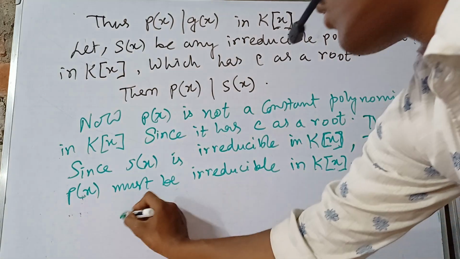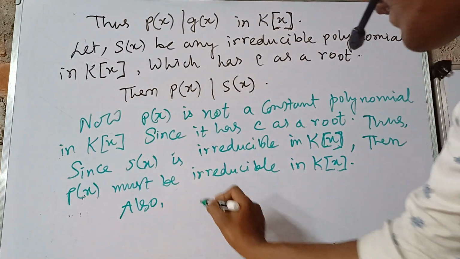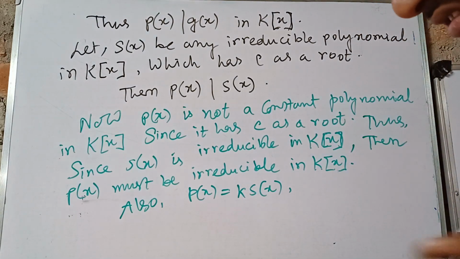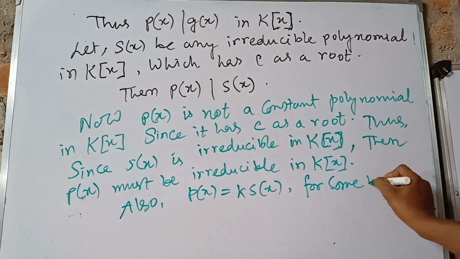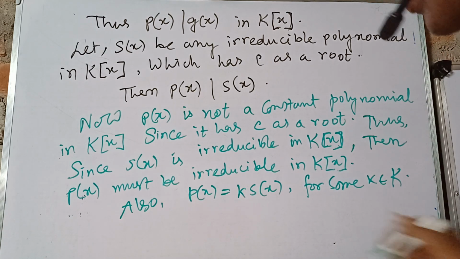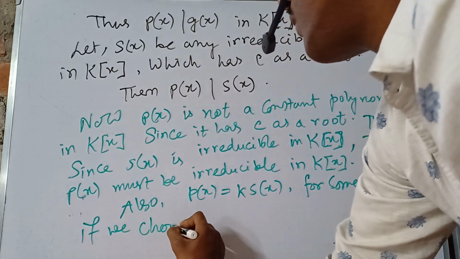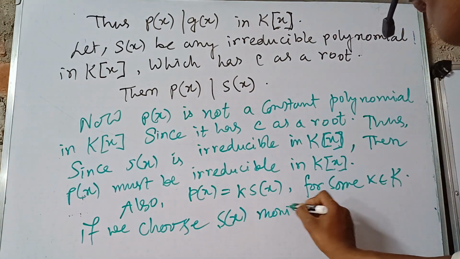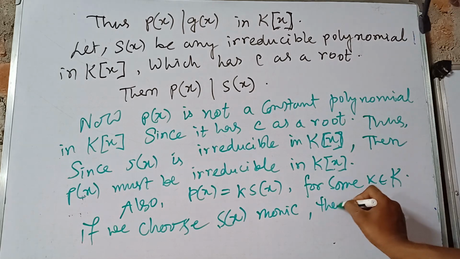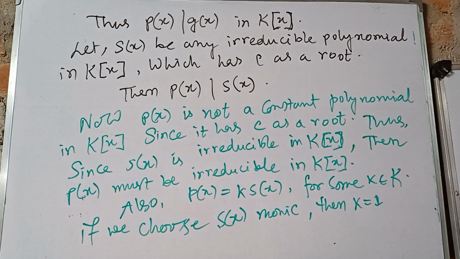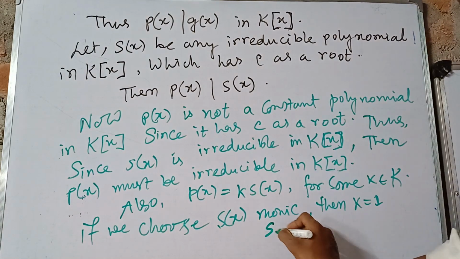That means also p(x) equals k s(x) for some k belonging to K. Now if we choose s(x) monic, then k equals 1, and so we have the desired uniqueness property of p(x). So p(x) is unique.